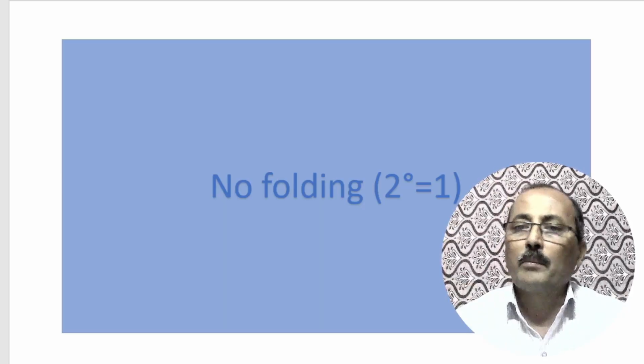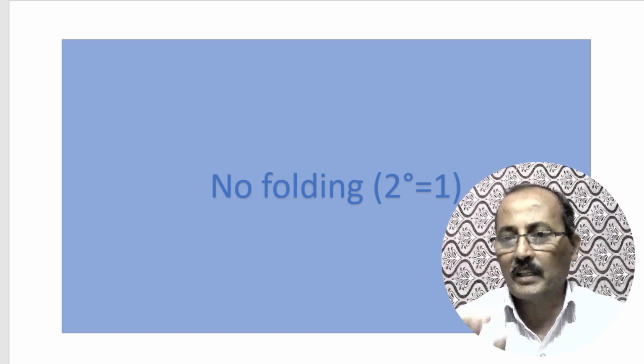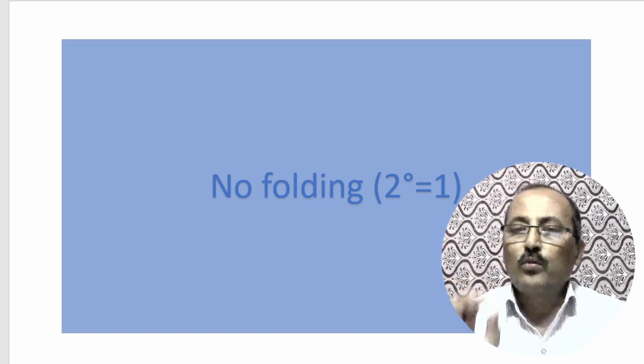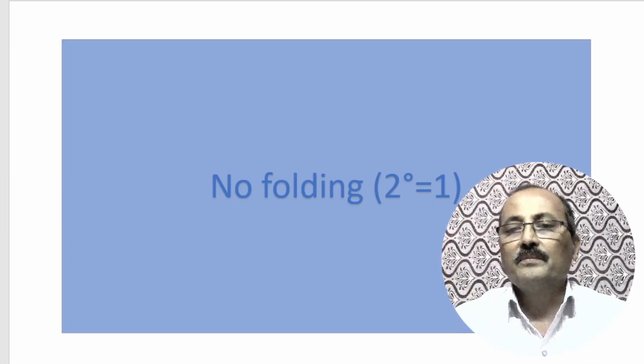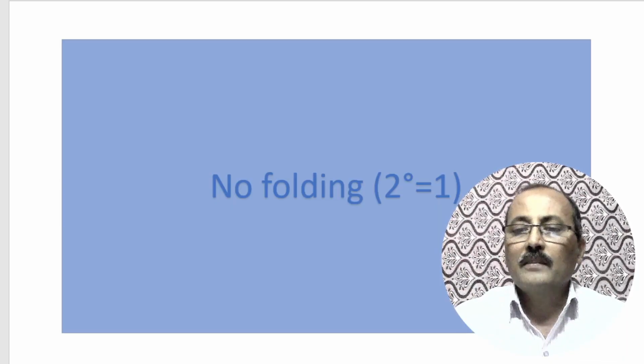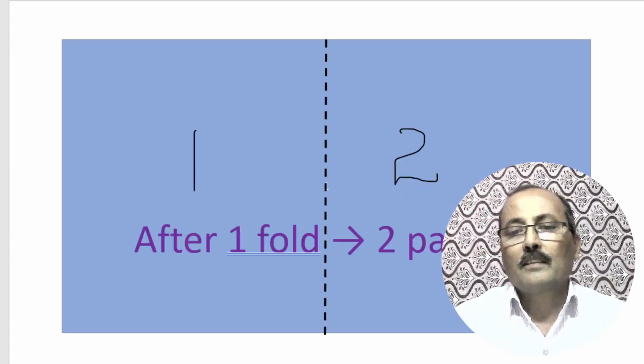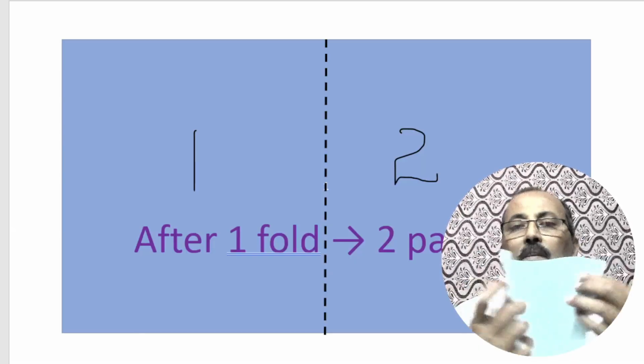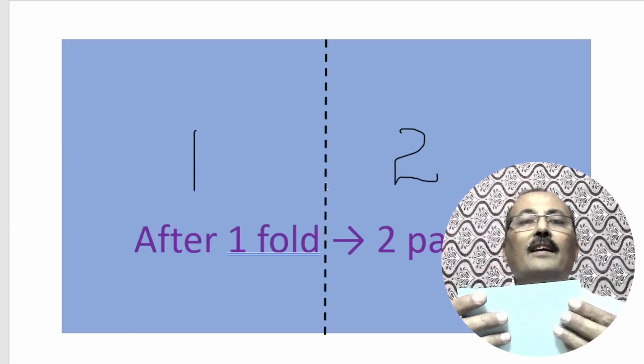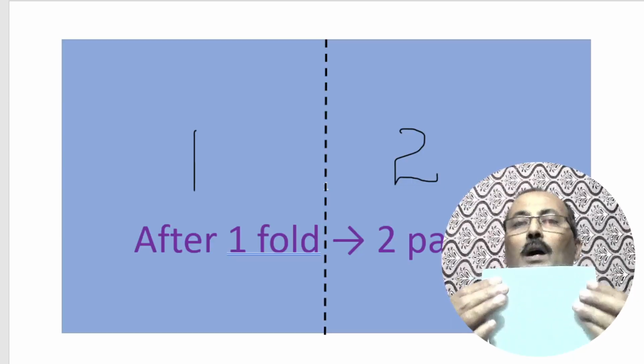This is going to be paper folding. You are going to observe how many times I fold. Look at this paper. Now I am folding one time. Suppose I fold one time, what will happen? You will get two parts.